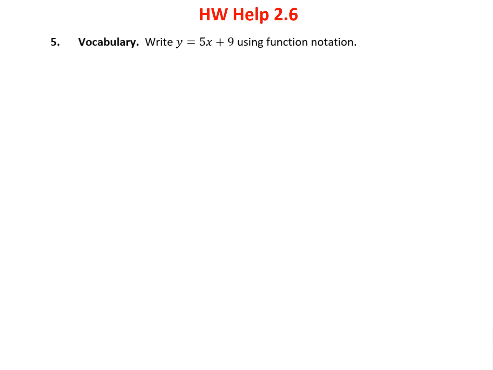For number 5, we're simply asked to write this equation, y equals 5x plus 9, using function notation. All we're going to need to do is substitute the y for f of x, since it is a variable in x. So my answer is simply, in function notation, f of x equals 5x plus 9. Just emphasizing again that the answer here is a function of a variable x. X, again, is the independent variable that determines the function, which is the dependent variable.